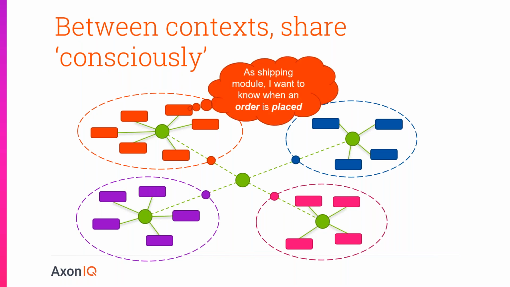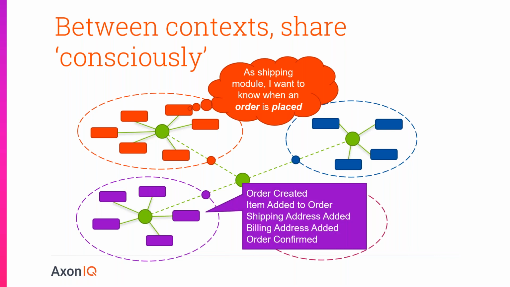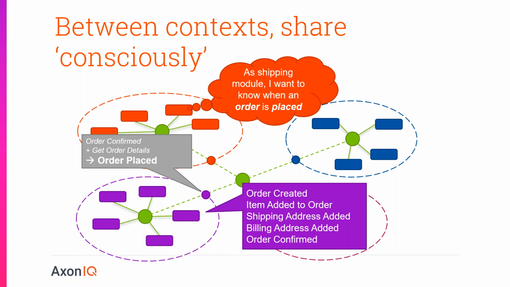So again, if we have our shipping module here, which wants to know when an order is placed, and we have the order module over there, we probably need a component in between, and you can see that as the little purple ball that does a translation. This is just a component listening to events, and it might listen for the order confirmed event, and if that occurs, it does a query to get some order details and sends out a more coarse-grained order placed event. And this order placed event is useful outside of the order bounded context in case any component wants to know about the state of an order.